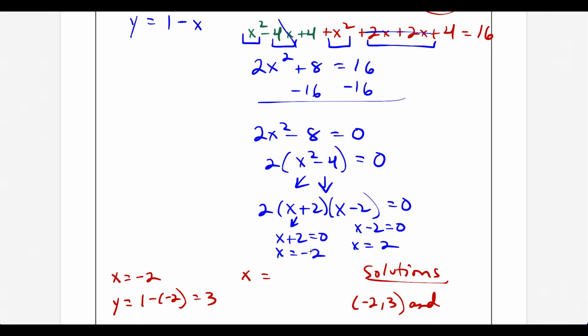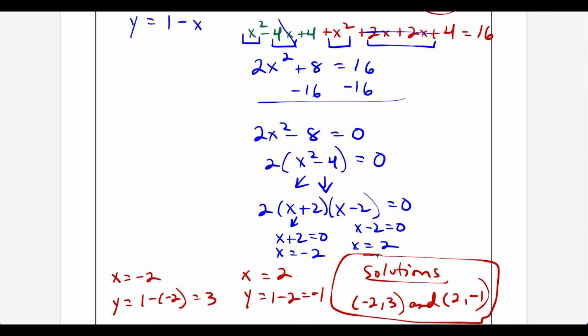We have, remember, x equals plus or minus 2. So when x equals positive 2, y is equal to 1 minus 2, which is negative 1. So now this gives us our second solution, the point 2, negative 1. But here is our solutions to the system of equations.